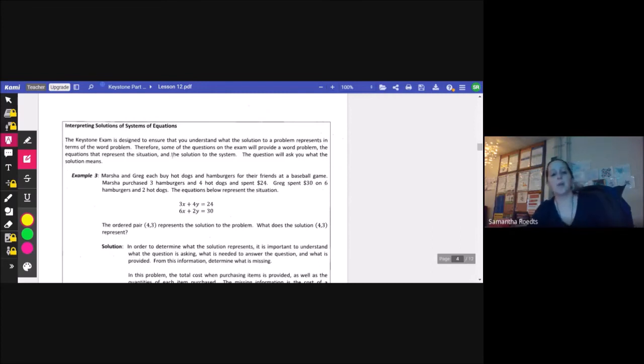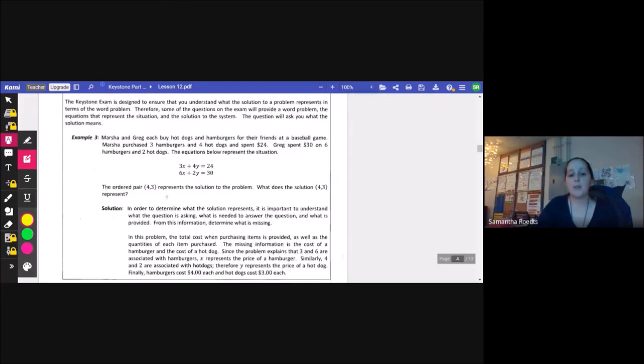In example 3, Marcia and Greg each buy hot dogs and hamburgers for their friends at a baseball game. Marcia purchased 3 hamburgers and 4 hot dogs and spent $24. Greg spent $30 on 6 hamburgers and 2 hot dogs. The equations below represent the situation: 3x plus 4y equals 24, and 6x plus 2y equals 30. The ordered pair (4, 3) represents the solution to the problem. What does the solution (4, 3) represent?